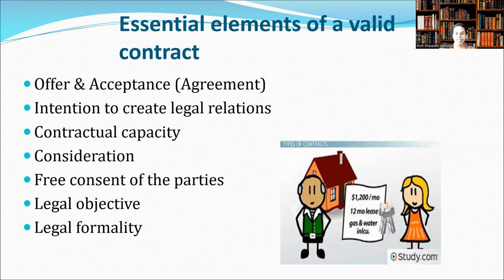Next is the legal object of the contract. The objective of the contract must be lawful. For example, A says to B, I will give 1 million rupees. You have to sabotage the marriage between C and D.